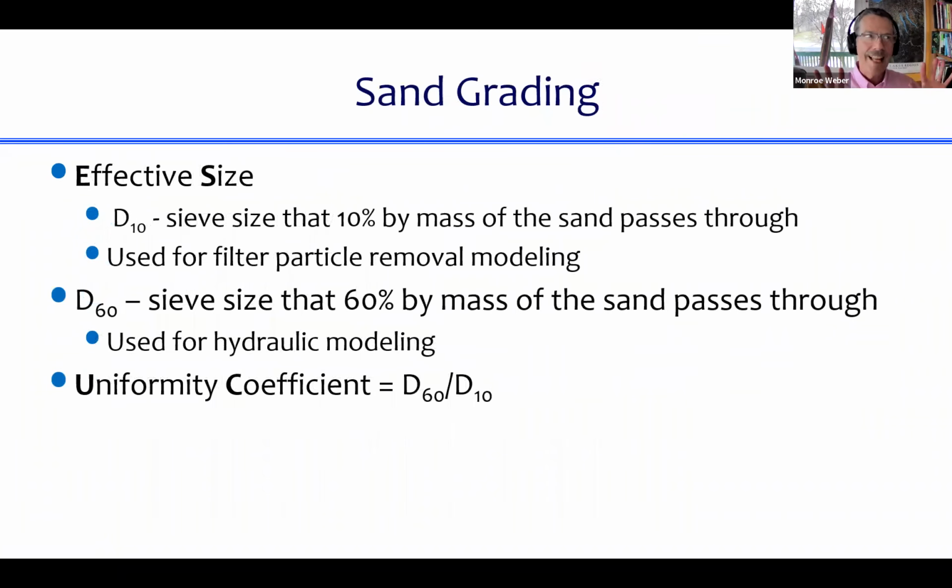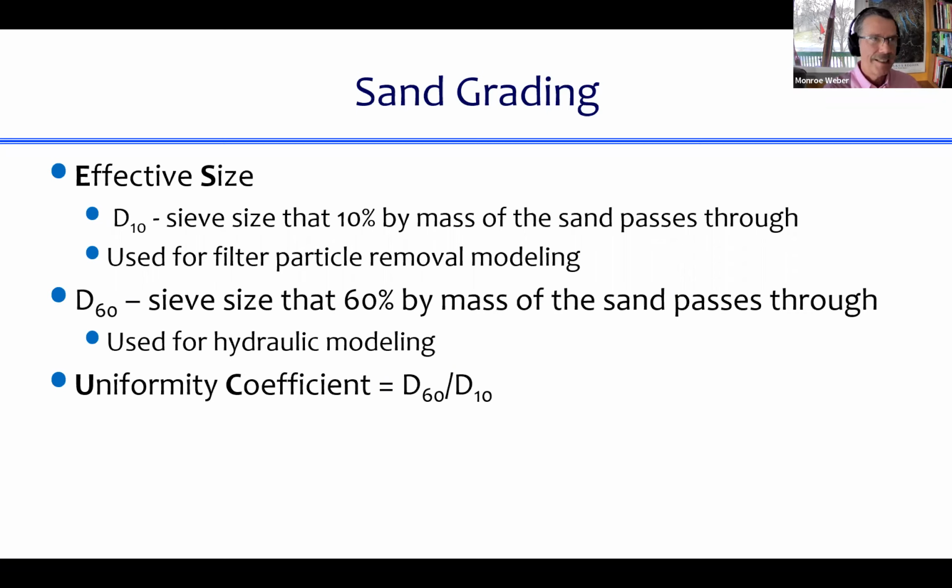Just one quick slide. In filter terminology, we have this effective size, which we often abbreviate as ES. It's a sieve size that 10% by mass of the sand passes through. So it's a smaller dimension measurement of the sand. And then there's a D60. Why they didn't always just call effective size D10, I don't know. And then D60 is the sieve size that retains 60% by mass of the sand.